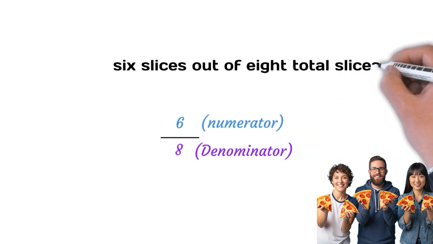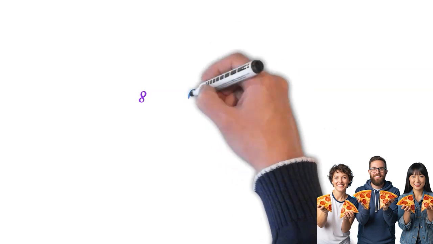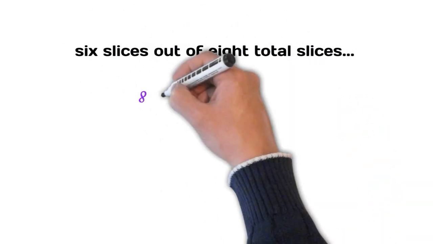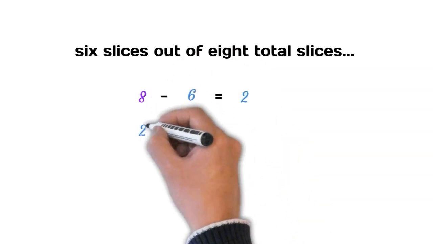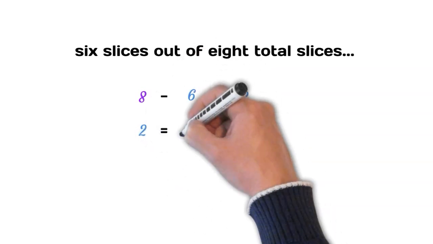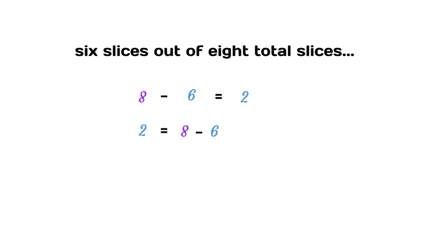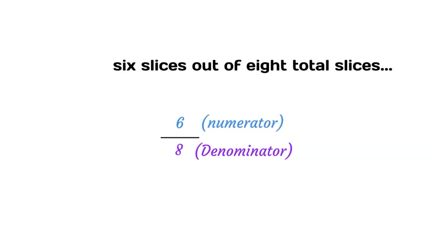If we want to know how many slices are left over, we just subtract. 8 total minus 6 given out equals 2 slices left. That's it. In a simple little equation, you'd say leftover equals total minus given, or 2 equals 8 minus 6. All of that is just a picture of what a fraction does. Top talks about the amount we have in focus. Bottom tells us how the whole is divided.